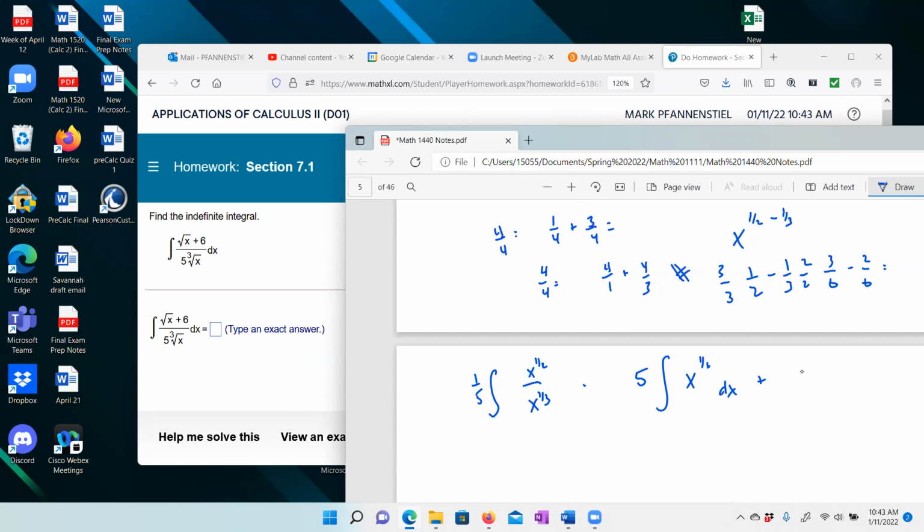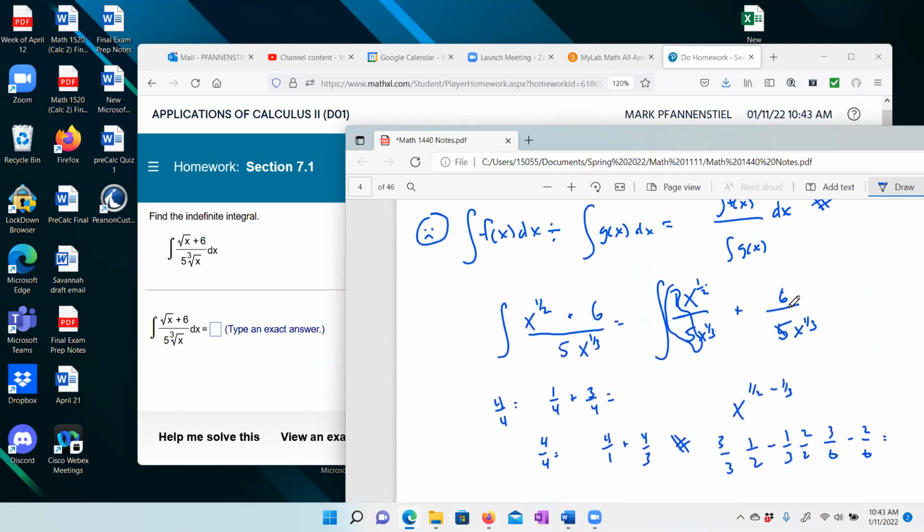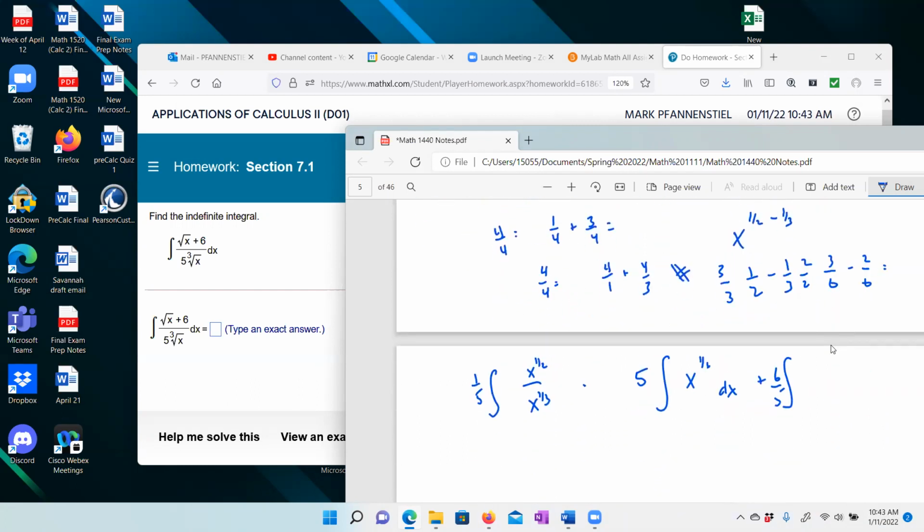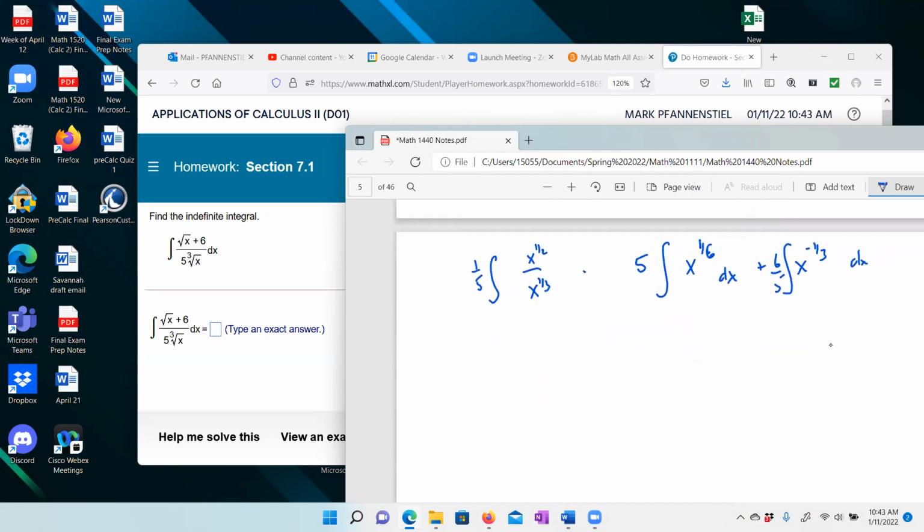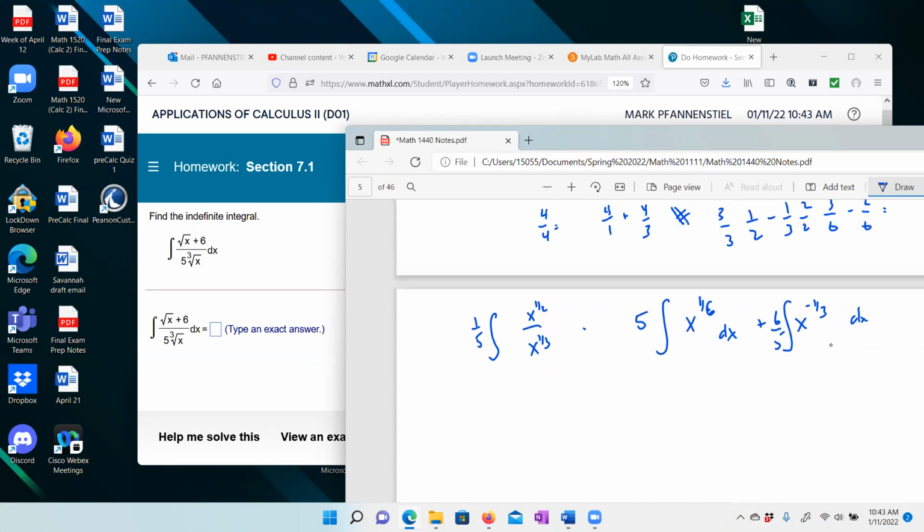So this is plus the integral. We'll move the 6/5 out in front, and we just have x to the negative 1/3. And now we can just integrate them as we've done before. So it's not so bad now, but there is a little bit of processing we have to deal with before we get into all of this. Hold on for a second.